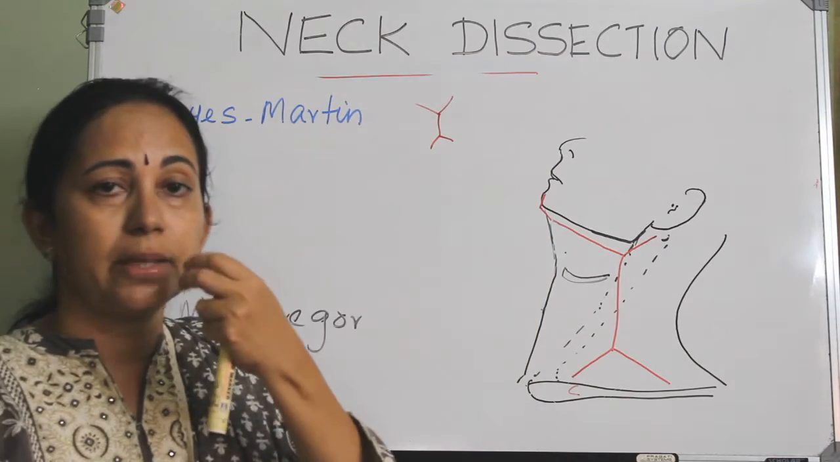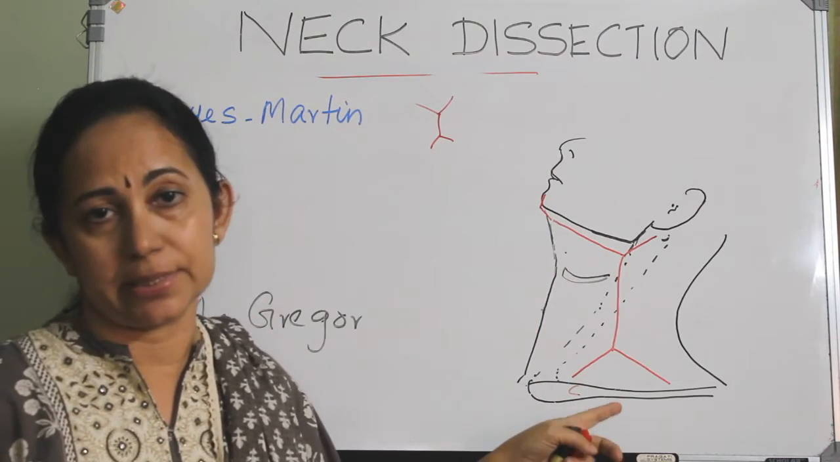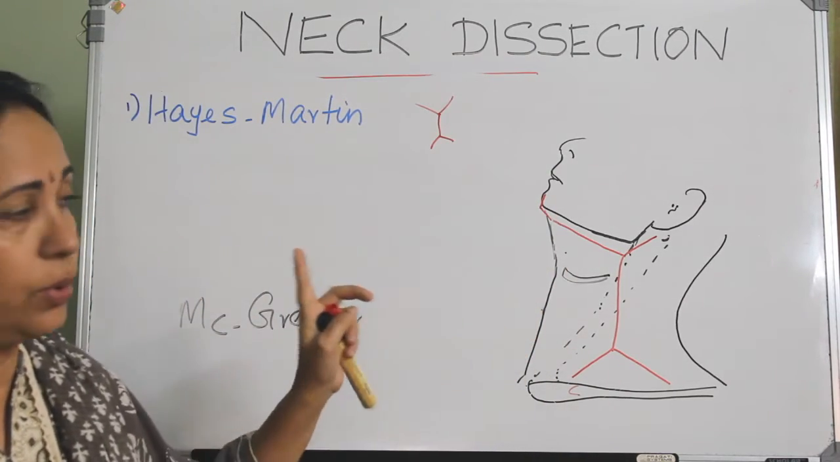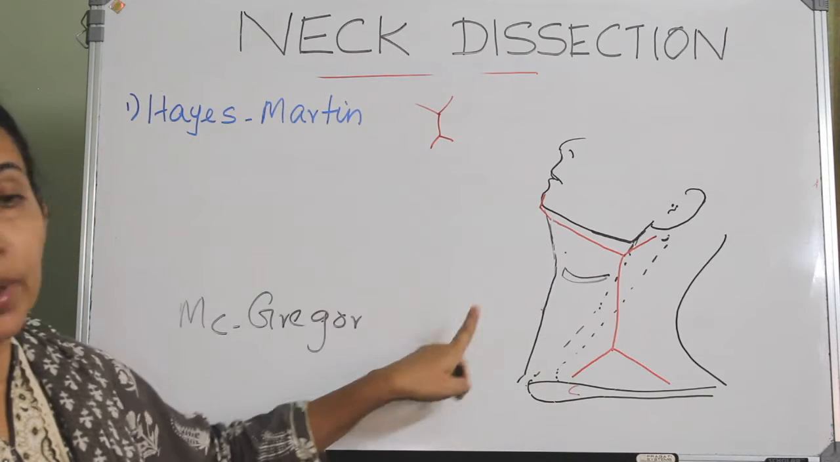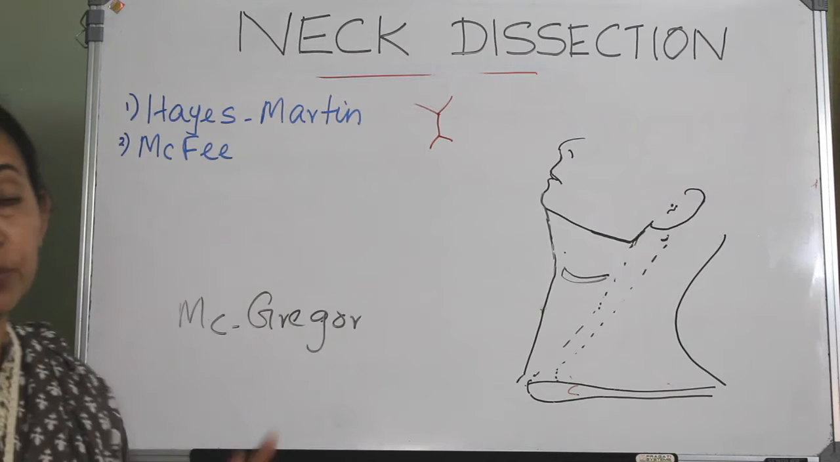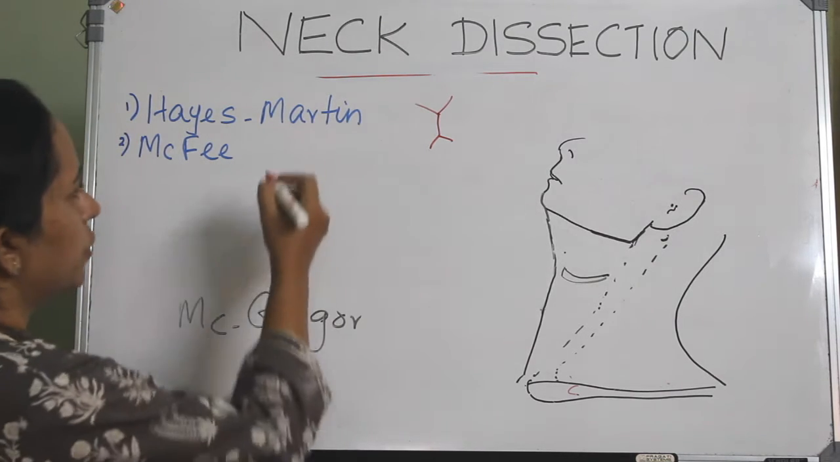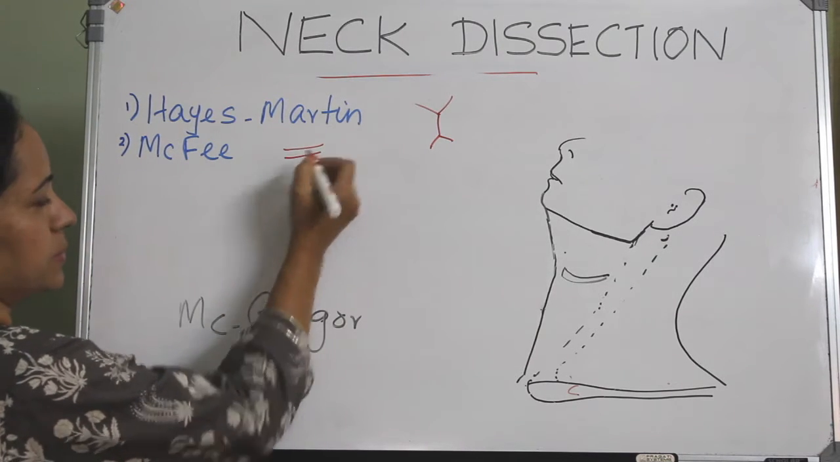Okay, so the primary can be included along with the neck dissection. That is one advantage of this. Okay, so that was Hayes Martin, or the double Y incision. Second is McFee. It includes two horizontal limbs.